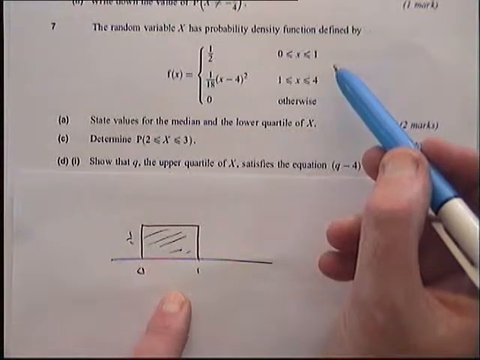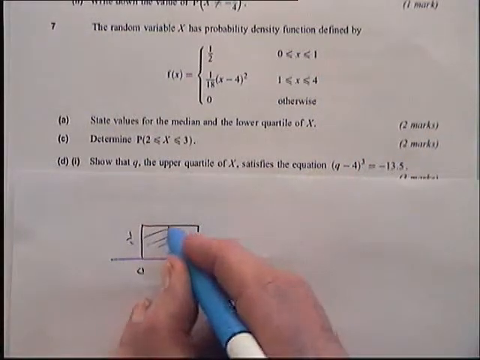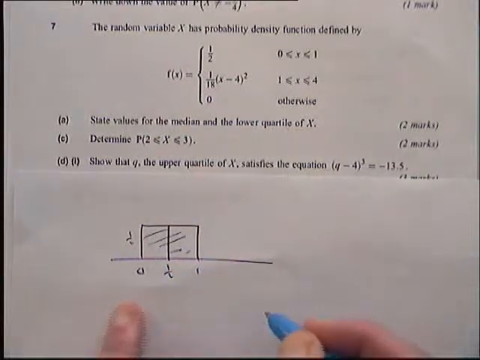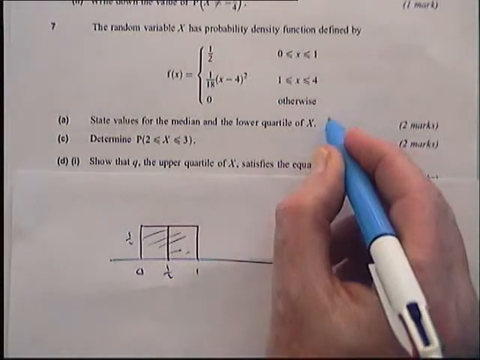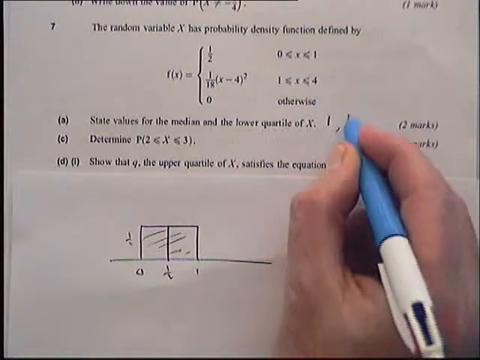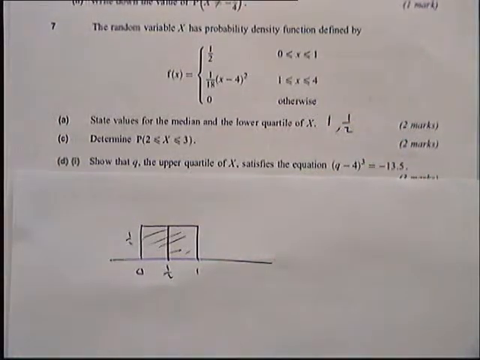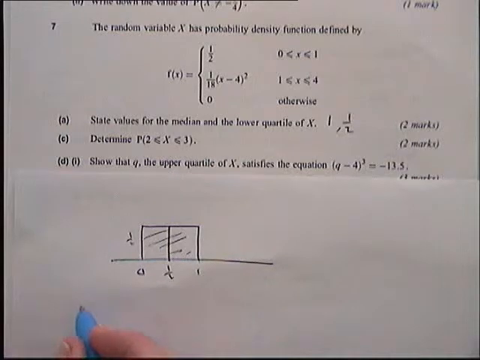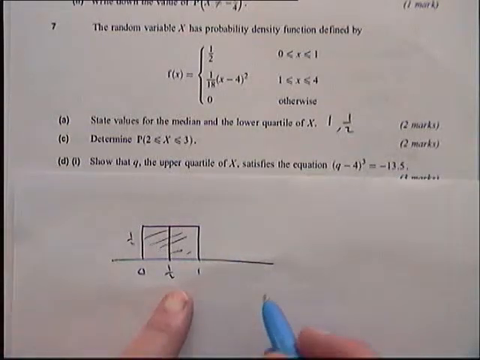Well, where's the lower quartile? The lower quartile is going to be here at a half. So the median for this one is 1, and the lower quartile is a half. And there's 1 mark for each of those. I remove part B because part B isn't on our syllabus. Part C, the probability between 2 and 3.